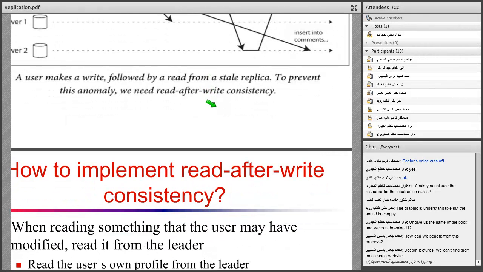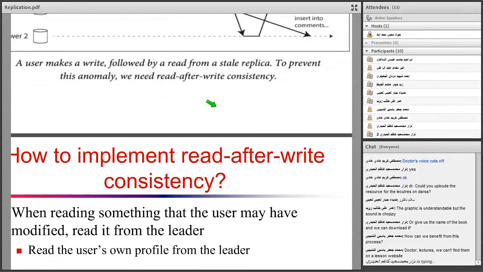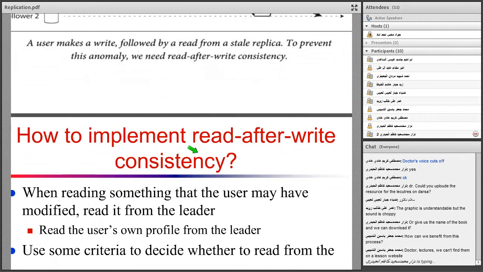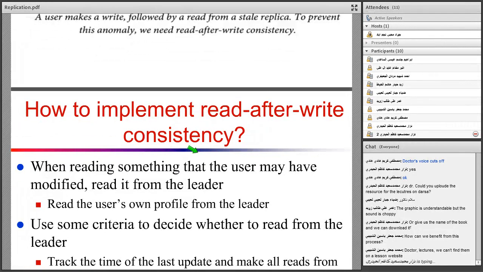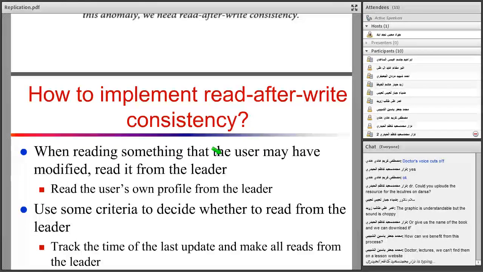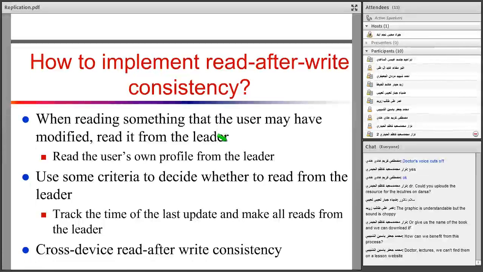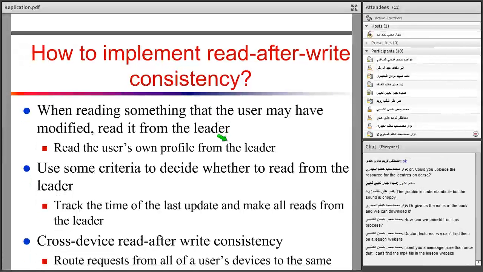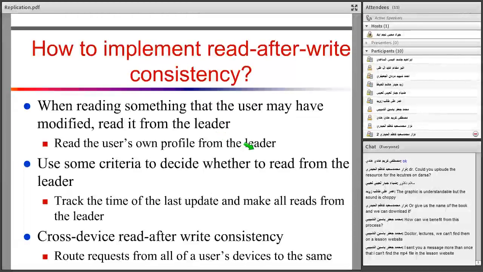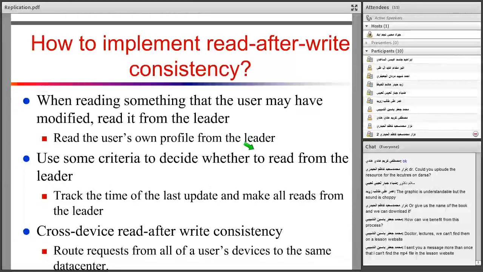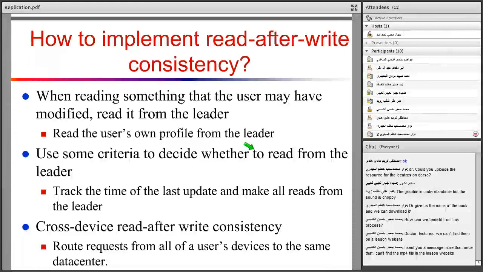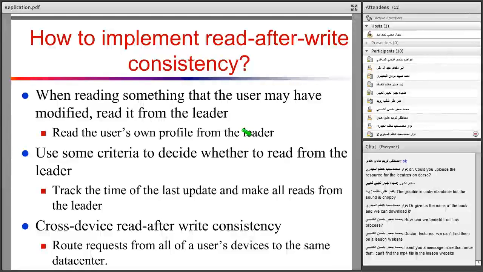According to the replication lag, when the user wants to read their own information, their own write, in the time of replication lag, this request should be sent to the leader, not to the asynchronous follower. This is one technique.